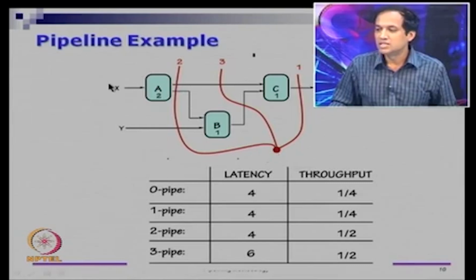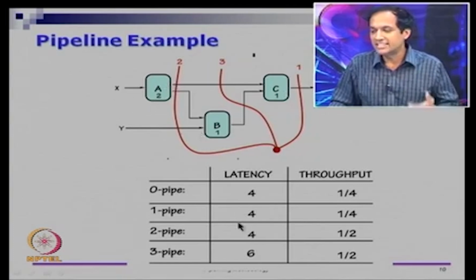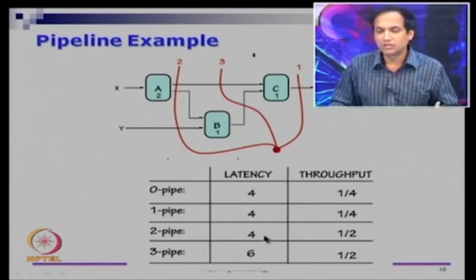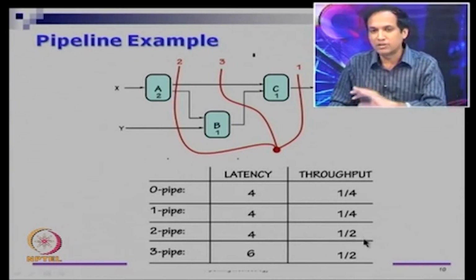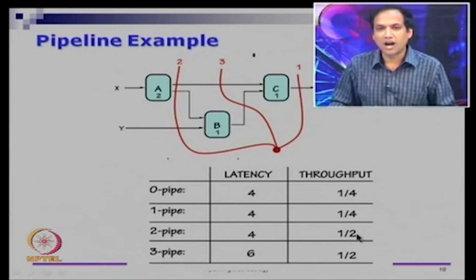If I make a 2-stage pipeline, so if I put a flip flop here in the 2-stage pipeline, right. So, this will take 2 time units. So, the latency is 2 plus 2. So, the latency is 4 time units, but the throughput is now better. So, every 2 time units, so there is one input that is processed in every half a time unit.